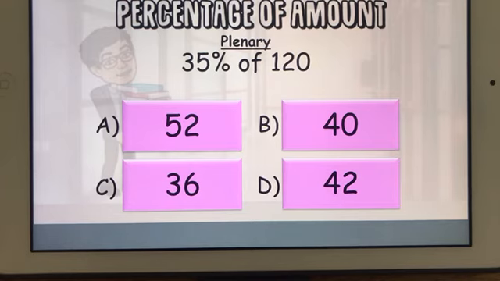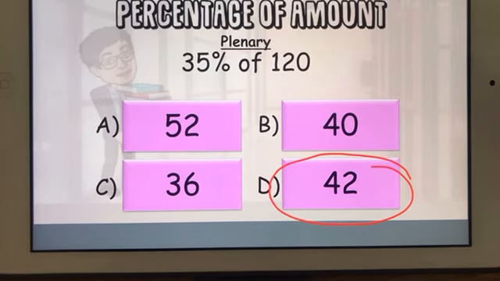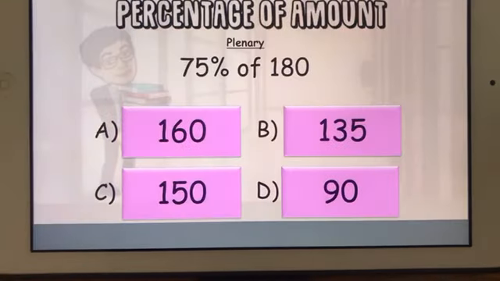So 10% would be 12. That would mean 30% would be 36. Half of 12, half of 10%, is 6. If you add 6 onto 36, you get 42 as an answer. Okay, that was a tricky one. If you got that right, really, really well done. You're supremely confident on this topic, okay? Last question. This is a difficult one.